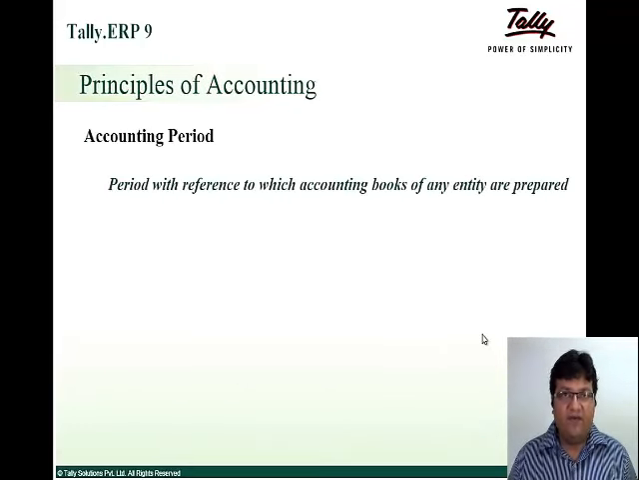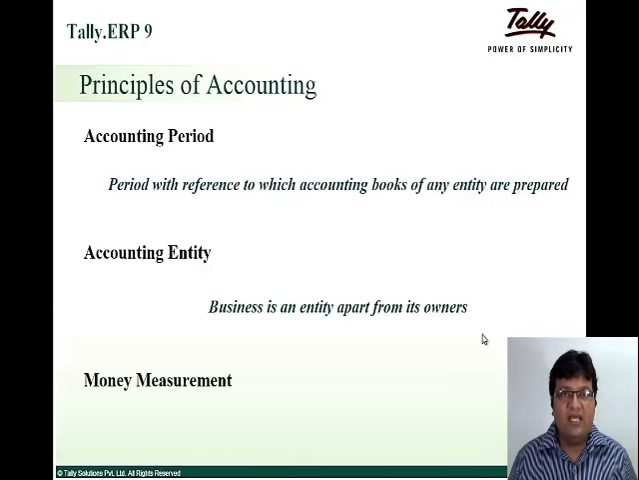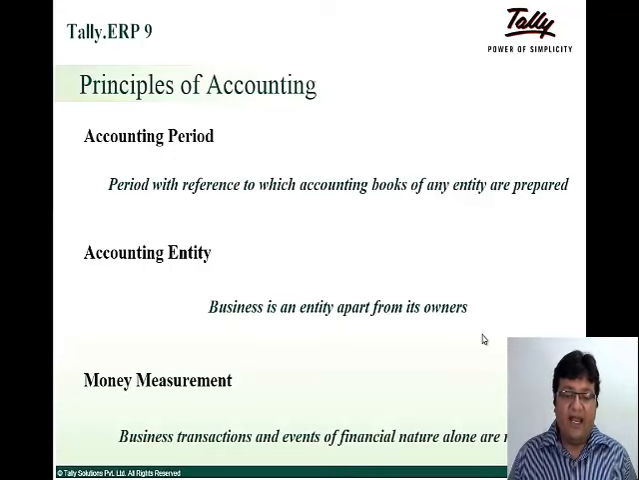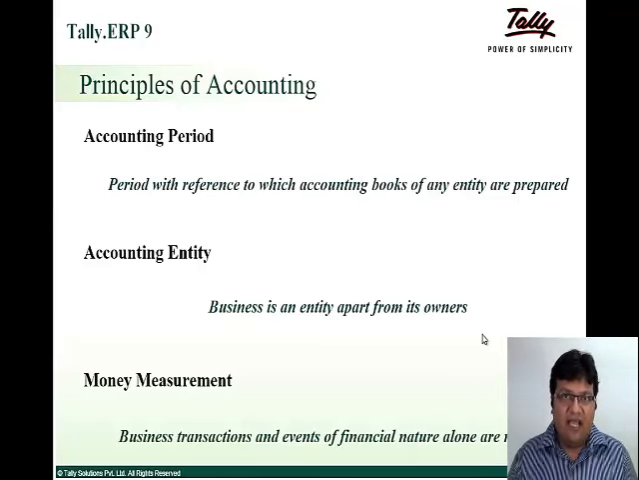Accounting period, the period for which the accounts are getting maintained. Generally, a 1-year period is considered to be an accounting period. An accounting entity, business, which is maintaining the accounts, is considered as the accounting entity. The business owner is a separate entity and not an accounting entity in case the books of accounts are being maintained for a business organization. Money measurement. The business transactions which are financial in nature, only those will be recorded in the books of accounts.